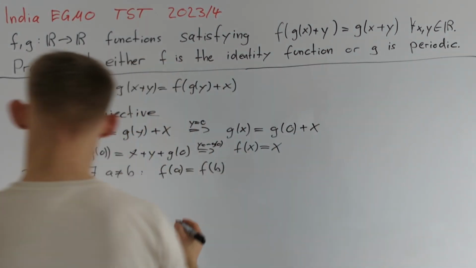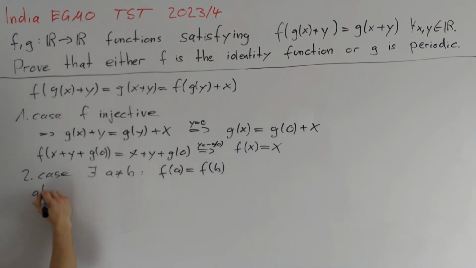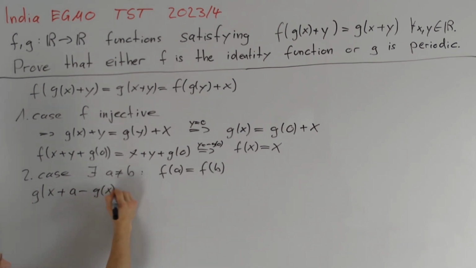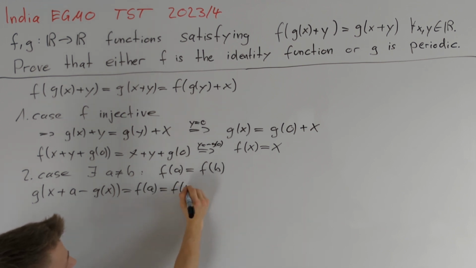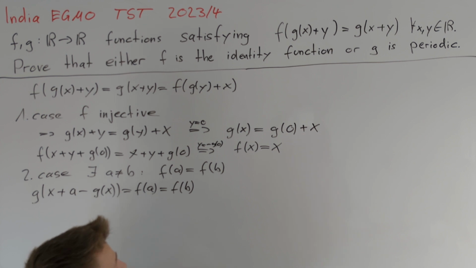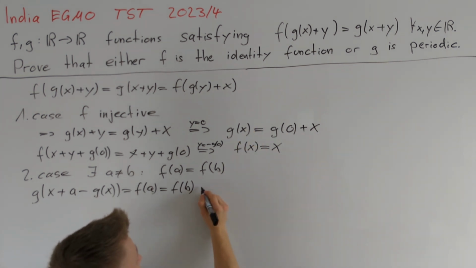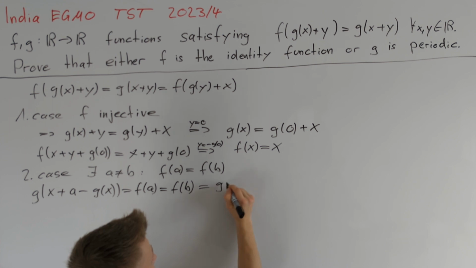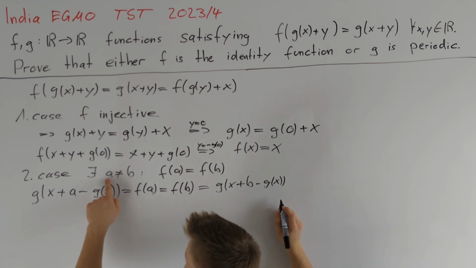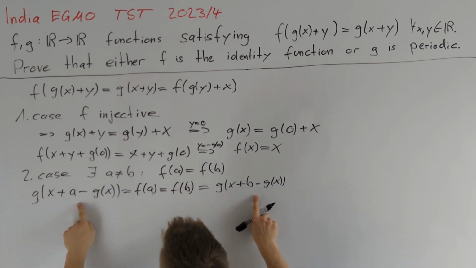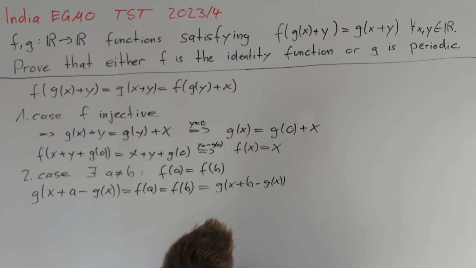So let's do this. Now we plug in y equals a minus g of x, so g of x plus a minus g of x. This is now equal to f of a. Now we can use this equation to get that this is equal to f of b, and now we can use again our functional equation from above to get that this is equal to g of x plus b minus g of x. We see that since a is not equal to b, these two arguments can't be the same, and therefore g is also not injective.